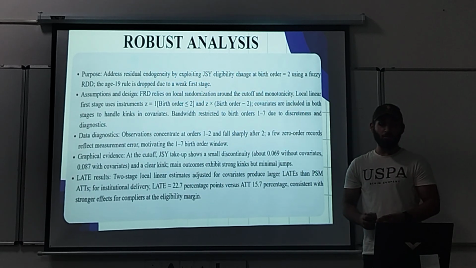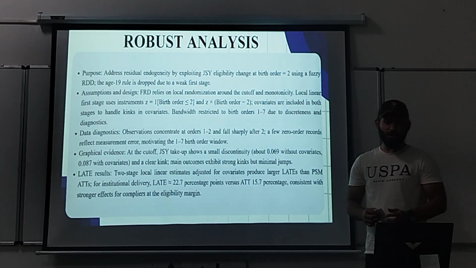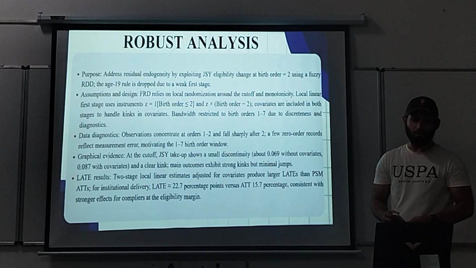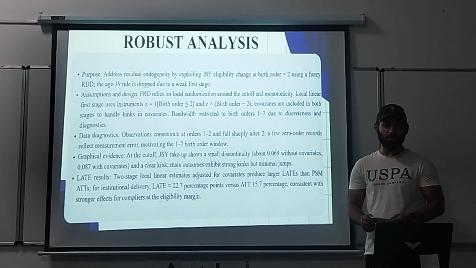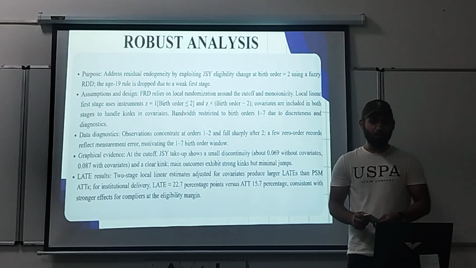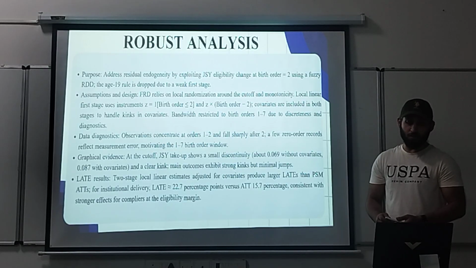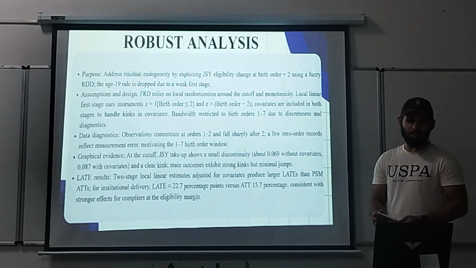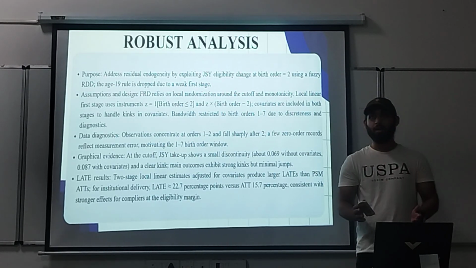The age 19 rule is dropped due to weak first stages. The fuzzy regression discontinuity relies on local randomization around the cutoff and ensures monotonicity. The first stage uses instruments z equal to 1 for birth order less than or equal to 2, and z multiplied by birth order minus 2 for birth order greater than 2. We include covariates in both the first and second stages to handle any kinks in the covariates, restricting the bandwidth to birth orders 1 to 7 due to discreteness and data diagnostics.